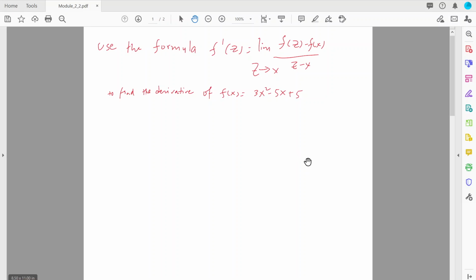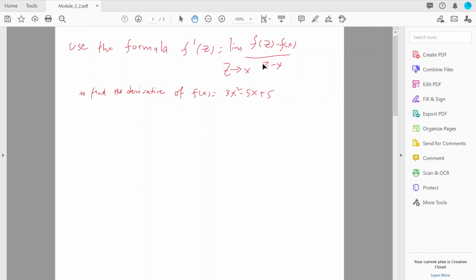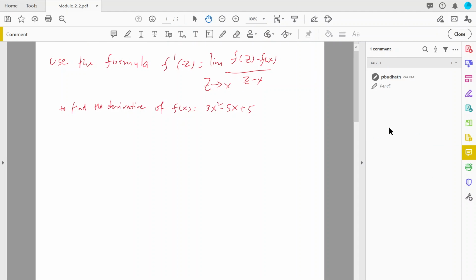Okay, so in this problem we are trying to find the derivative of the function 3x squared minus 5x plus 5 using this formula. I'm going to just plug the value of this function here, and I'm going to find out the limit, and by using that limit we can find out the derivative.